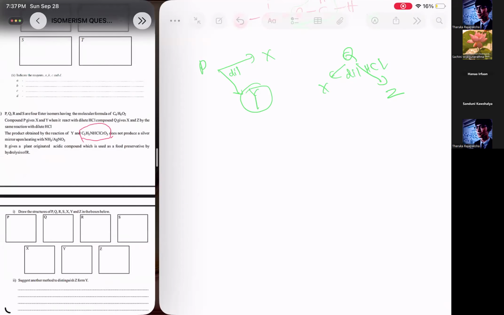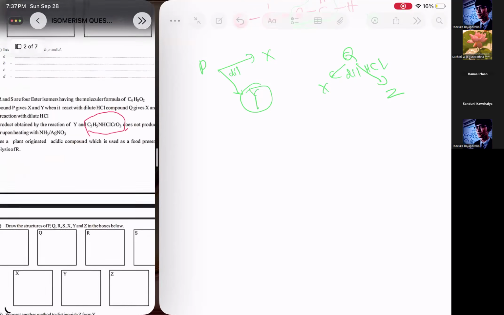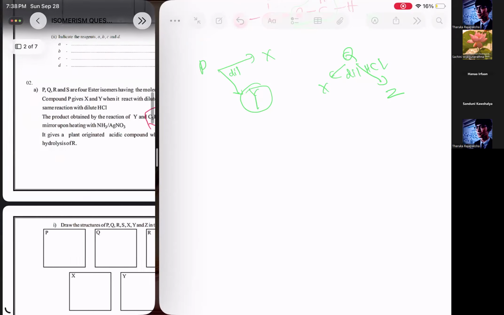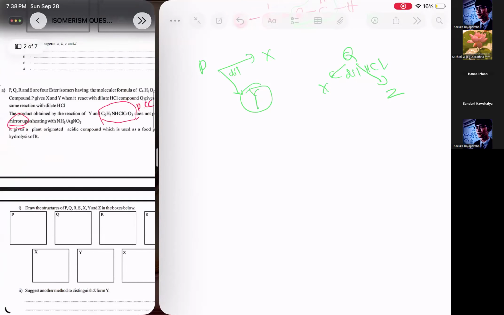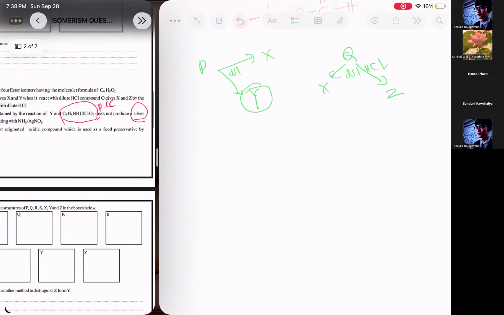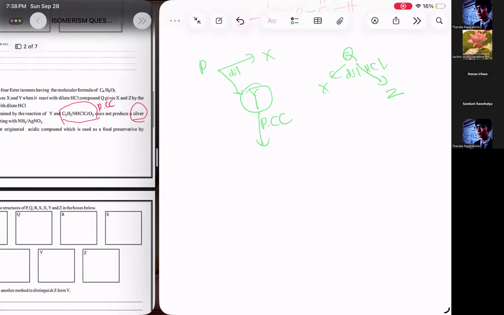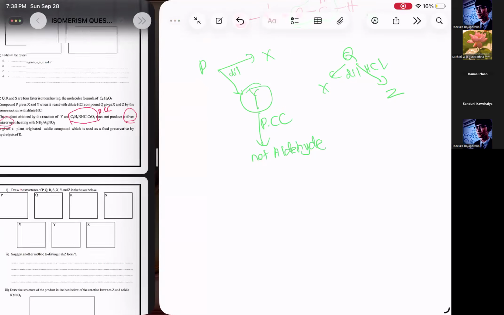Product obtained by the reaction of Y and PCC gives a silver mirror upon heating. Sorry, oh my god, this is not PCC. So the product obtained by the reaction of Y with PCC does not provide a silver mirror. Y reacting with PCC does not give a silver mirror. So that means this is not an aldehyde. Okay.